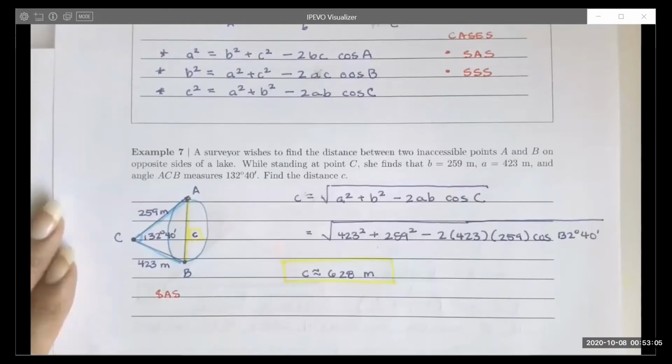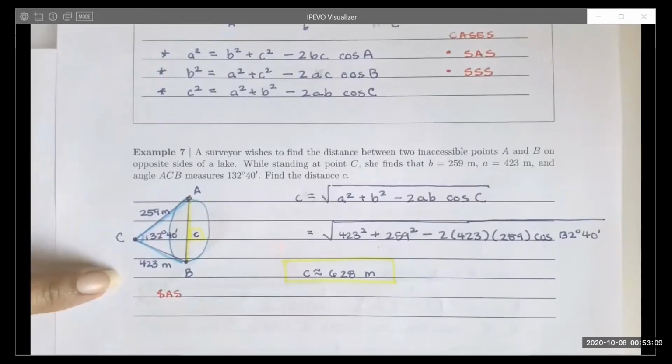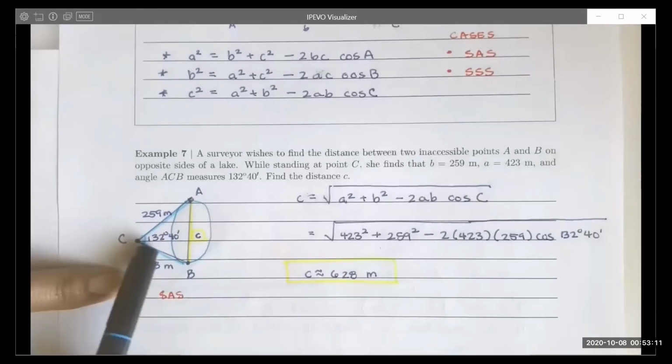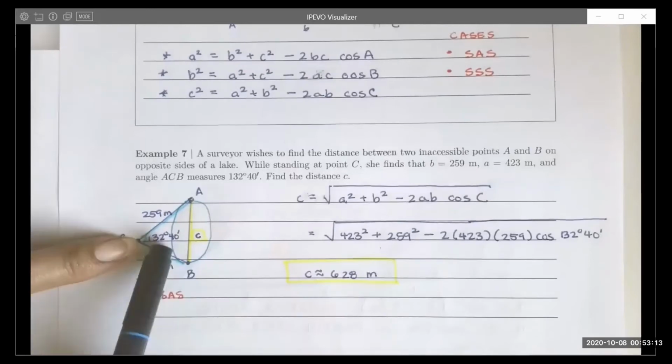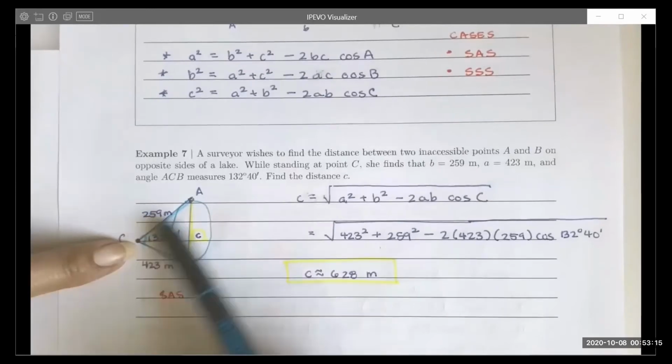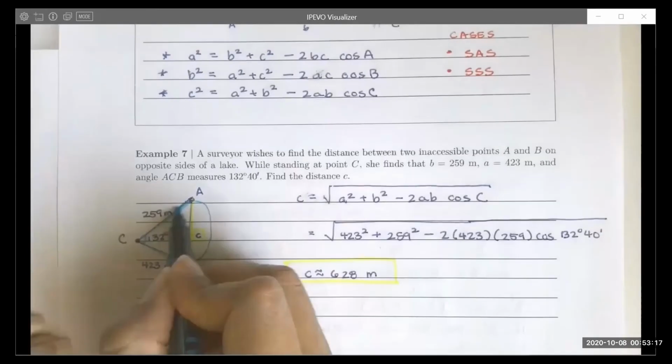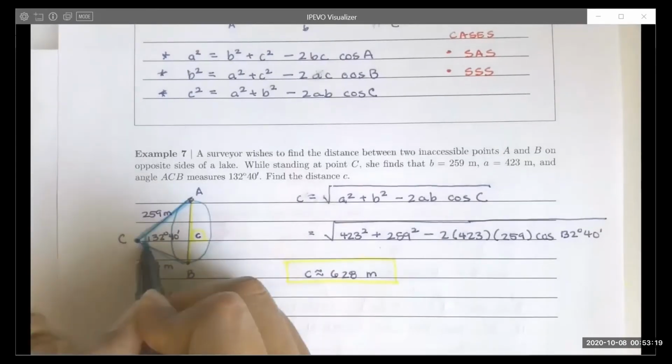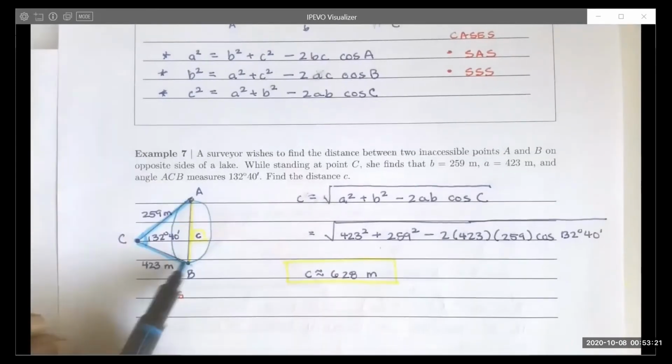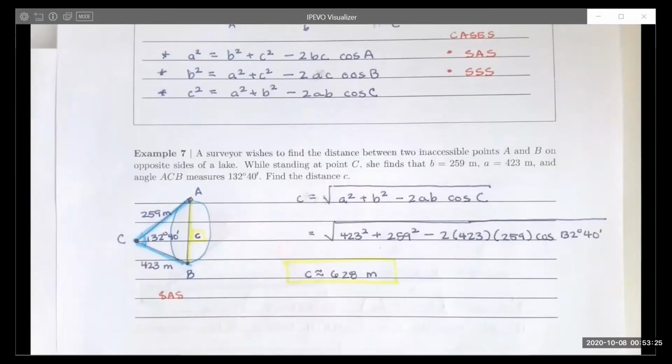Good question. The way we do it is we take a look at the given information. Since they gave us side A, angle C, and side B, that means they gave us the side, the angle, and the side that is in between. So the angle is between the two given sides. That is in contrast to something like this example.